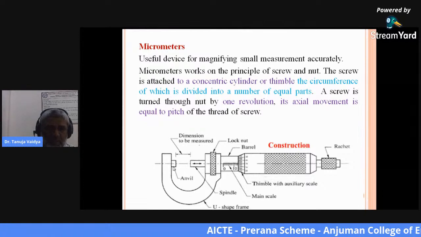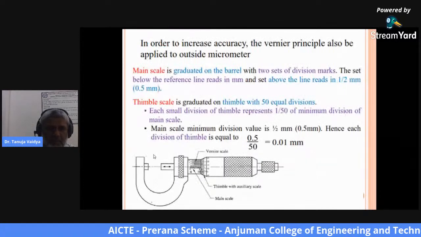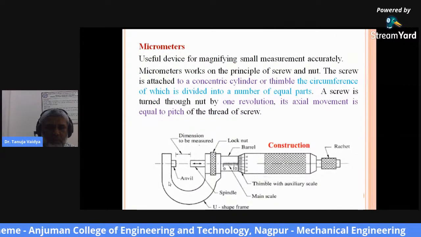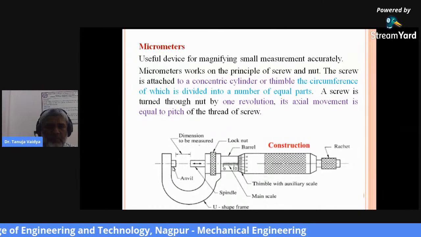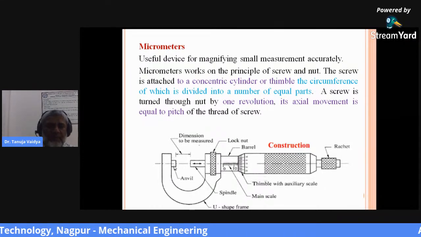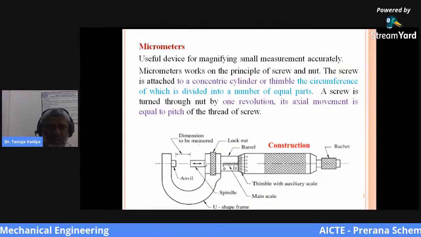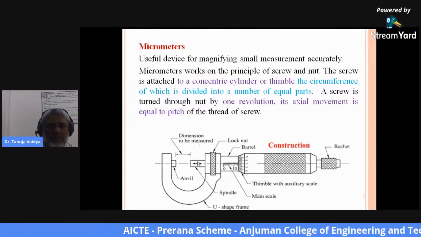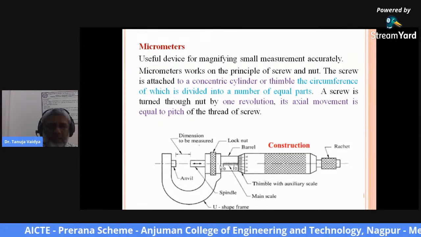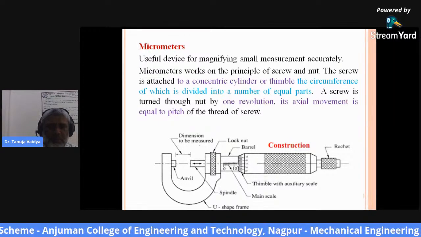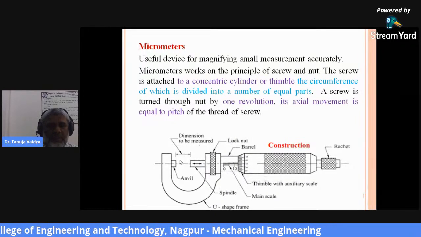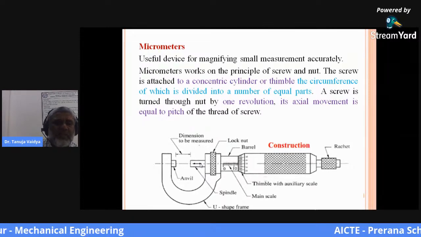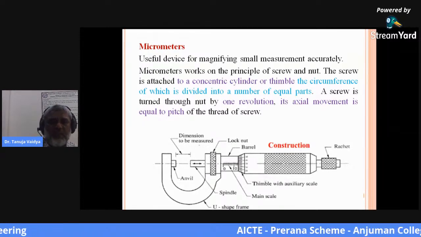From this diagram you can understand. This is the U-shaped frame of the micrometer. This is the fixed jaw, which is known as the anvil. This is the spindle, which goes in and comes out of the barrel. Whenever it is turned, it will move in a linear direction, exactly coinciding with the axis of the anvil. And this is the locking nut.